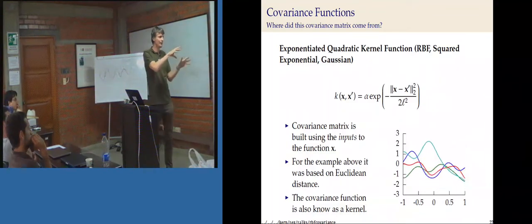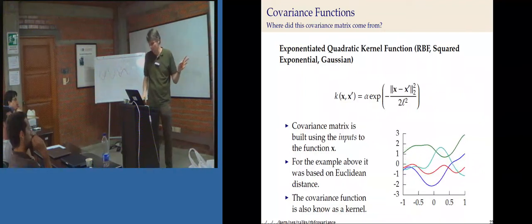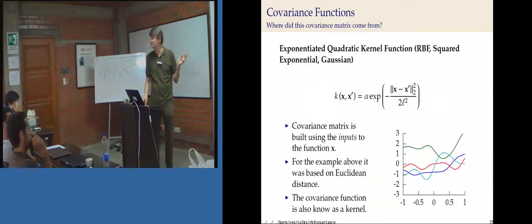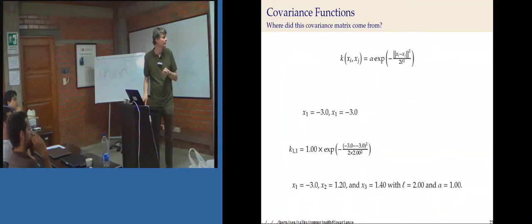So that gives you an idea of what these priors over functions are saying. We'll also try and give you a better idea of what they mean in terms of basis sets, probably this afternoon. So how do you build this covariance matrix in general?